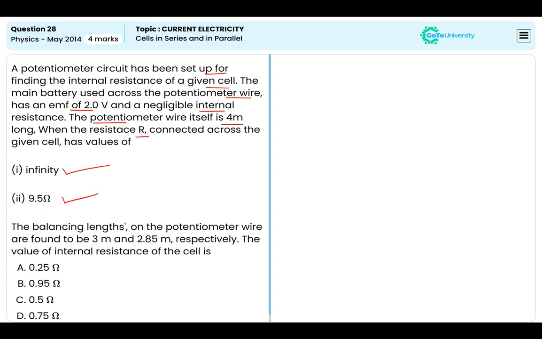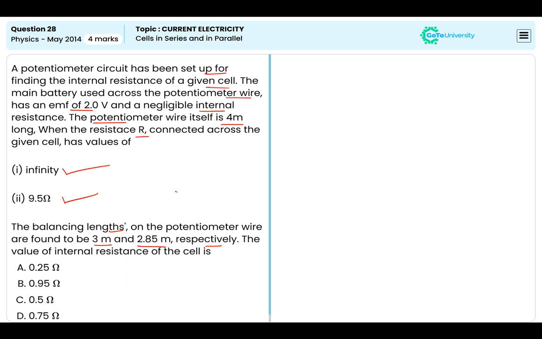Now, the balancing lengths on the potentiometer wire are found to be 3 meters and 2.85 meters respectively. What is the internal resistance of the cell? That is what we need to find here. Here, if you observe the potentiometer setup, everything is there. In the first case it is infinity and in the second case it is 9.5 ohms.